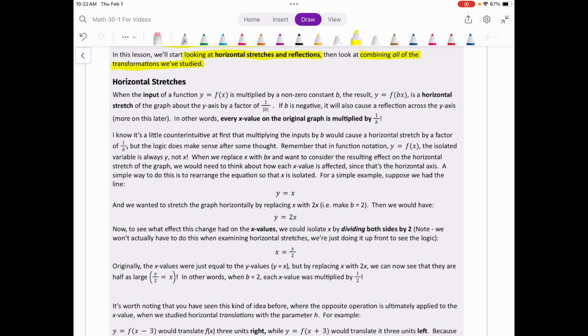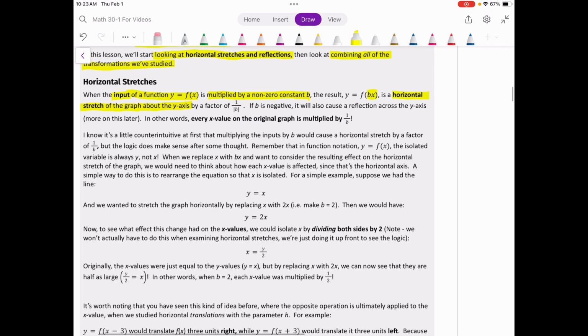Again, vertical stretches, we multiplied the outputs, the y values, by some constant, a. For a horizontal stretch, since x is horizontal, this happens when we take the input, the x's for a function, and we multiply those by a non-zero constant. B, we're going to give it, right? So A for vertical stretches, B tells us about the horizontal stretch. So the result of doing that, if in the function we replace each x value with bx, what we get is a horizontal stretch of the graph about the y-axis.